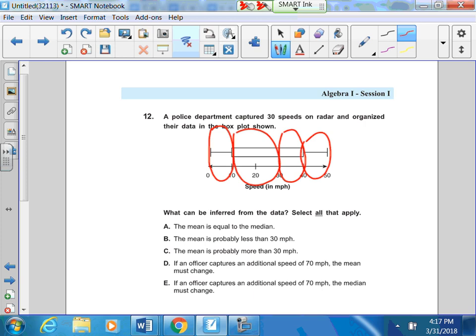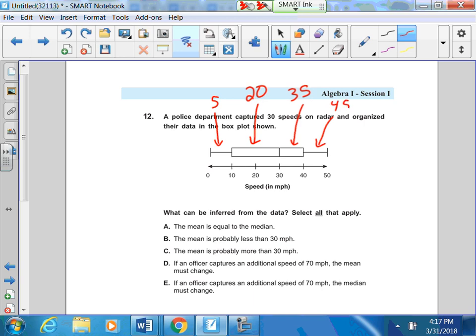So if you had 7 or 8 speeds recorded from 0 to 10, can we just assume the average might be somewhere around 5? We don't know for sure, but let's just say it is. 10 to 30, what do you think the average might be there? Well, let's just say it's 20. And we're estimating. The average here, 30 to 40, that'd be 35. And the average between 40 and 50, let's just say it's 45.